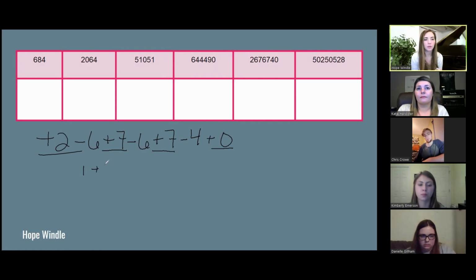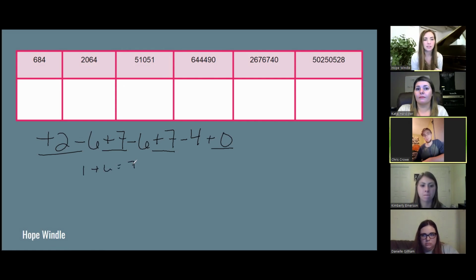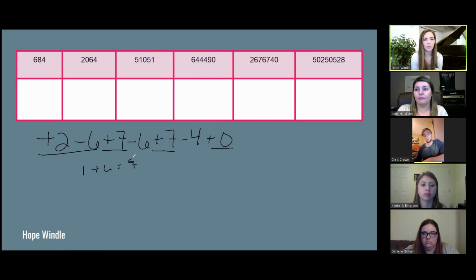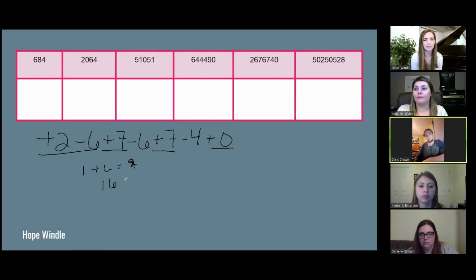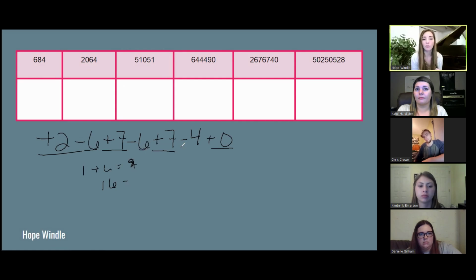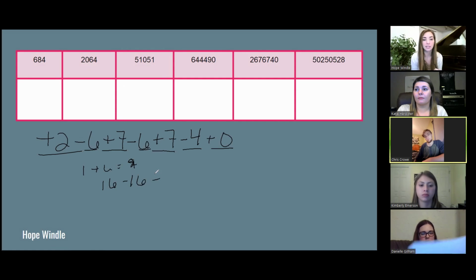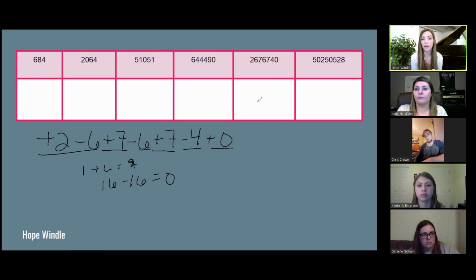So we're going to say 1 plus 6 is 7. And then we're going to take negative 6. Wait, that's not right. Let's keep 16. And then we're going to say negative 12, and negative 4, which would give us negative 16. That's going to equal 0, and 0 is divisible by 11.